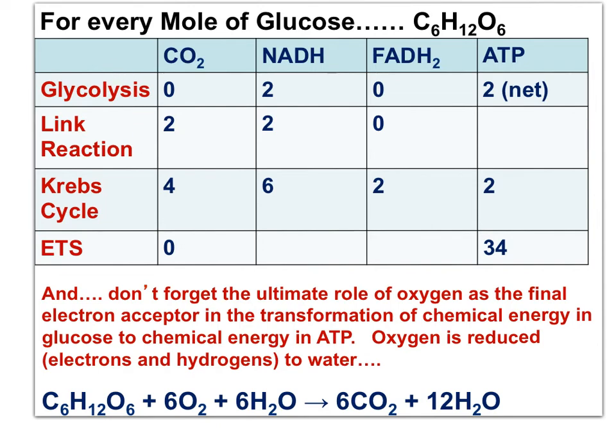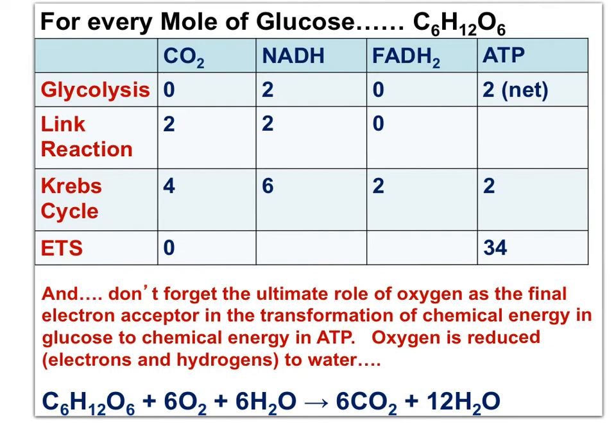This is the very same table that I presented to you in Part 3. Now you should be able to explain the production of 34 ATPs as a part of the electron transport system. Spend some time with this table. It's important for you to remember the role of oxygen, as oxygen does not appear on this table.